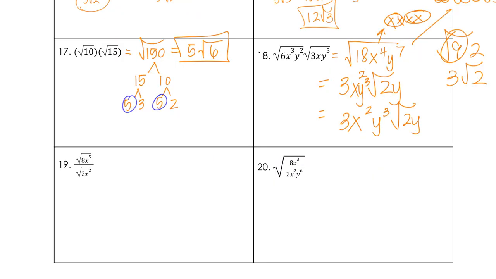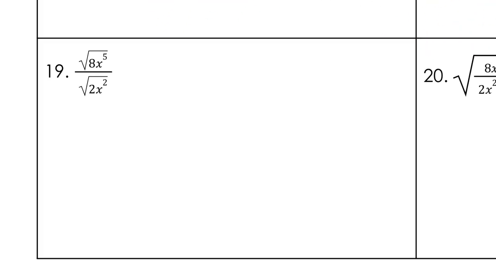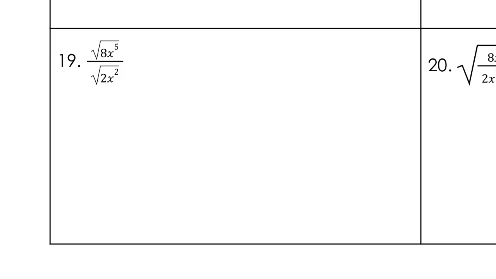Number 19 is division. Same thing. They don't have to match. Now here's the deal with these. Divide first. Okay? Divide first before you start trying to simplify, because it'll make it a lot easier. So I'm going to divide. 8 divided by 2 is what? 4. Okay? X to the 5th divided by x squared. What exponent rule is that? We subtract, so x cubed.